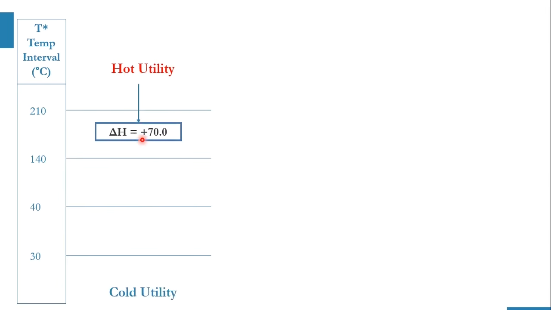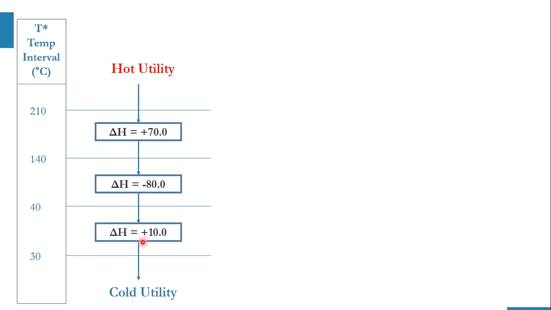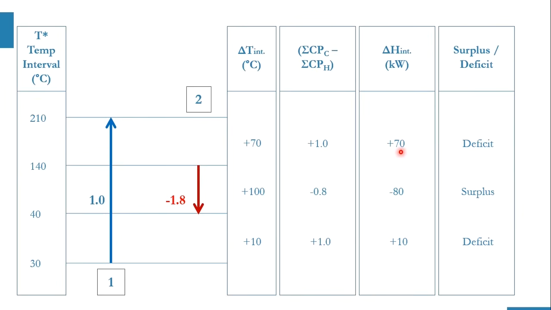And you can see this delta H is plus 70. Then in this interval, it is minus 80, and in this interval, it is plus 10. So I'm hopeful that you know where these values came from. These values came from the previous slide. As you can see, in this interval it is plus 70, in this it is minus 80, and in this it is plus 10. So that is what I have plotted over here in the diagram, that here it is hot utility. In this interval, delta H is 70, minus 80, and plus 10.